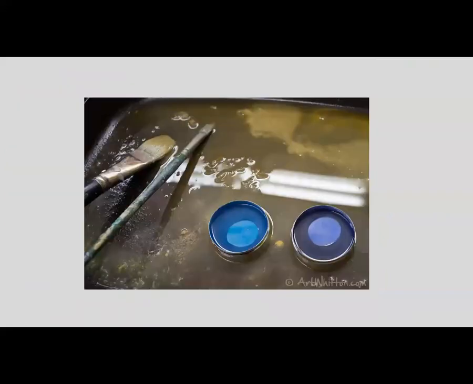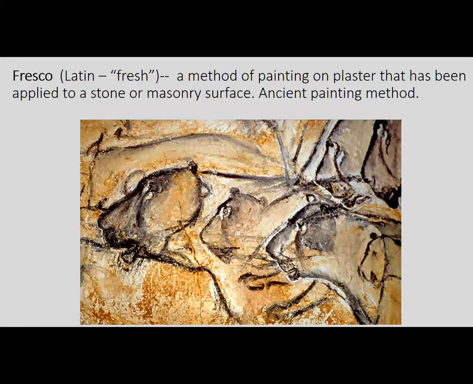So here's an example of this melted wax, and they would mix it with the pigment, and the painter keeps this heated so it's melted while they're painting. They'll dip their brush in there and then paint on the canvas or the wood.